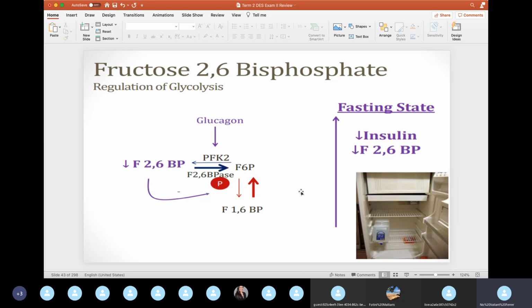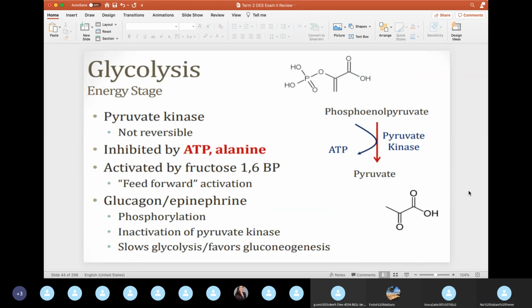When insulin is increased, think about anabolic reactions. You want to build something, right? When glucagon is ruling, think about catabolic reactions. You want to destroy something.